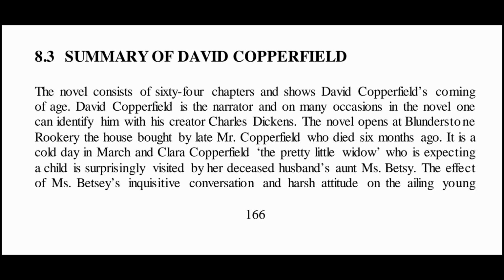Summary of David Copperfield. The novel consists of 64 chapters and shows David Copperfield's coming of age. David Copperfield is the narrator, and on many occasions in the novel, one can identify him with his creator Charles Dickens. The novel opens at Blunderstone Rookery, the house bought by the late Mr. Copperfield, who died 6 months ago.